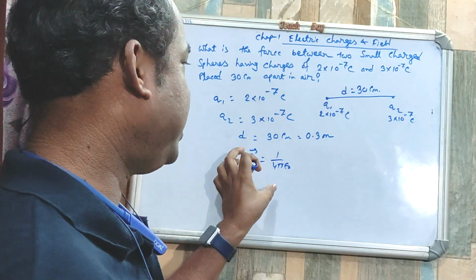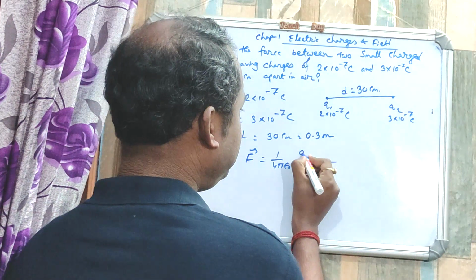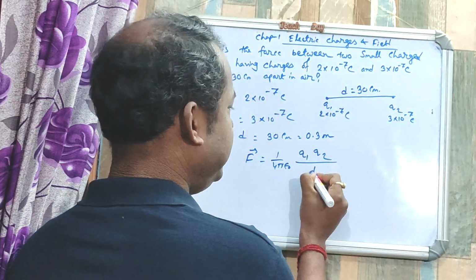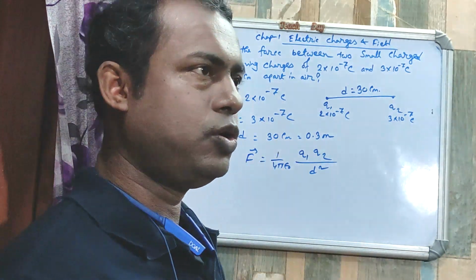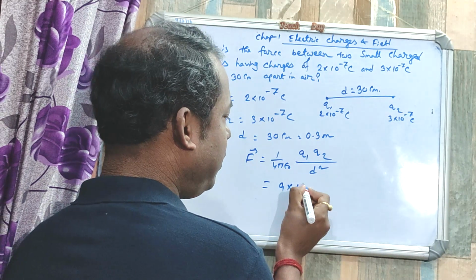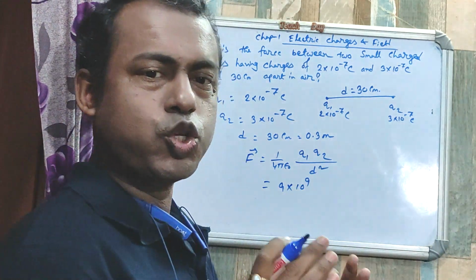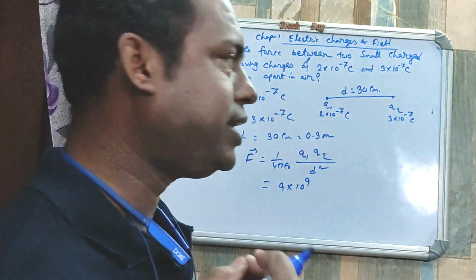So we just write over there, that is F equals 1 by 4 pi epsilon 0 into Q1 Q2 by d square. The value of 1 by 4 pi epsilon 0, we discussed that. It is equal to 9 into 10 to the power 9. Now we want to find the Q1 and Q2 values.